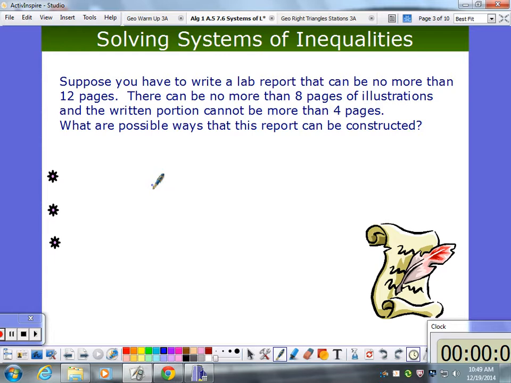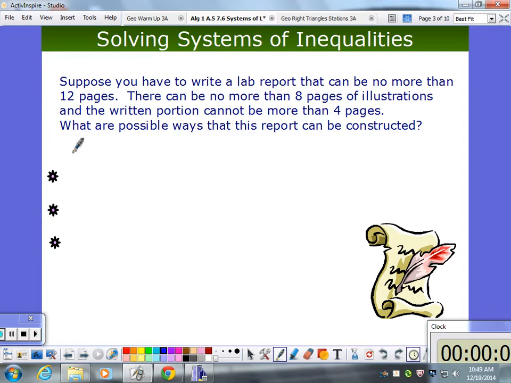So what are different things you can have? For example, maybe you have 7 pages of illustrations and 3 pages of written work. Is that allowed? Yeah. Okay, so it's no more than 8 of those, and it's no more than 12 together. But are there other configurations? Maybe you have 3 pages and 6 pages here. That still works, right? So what are all the different possible combinations?